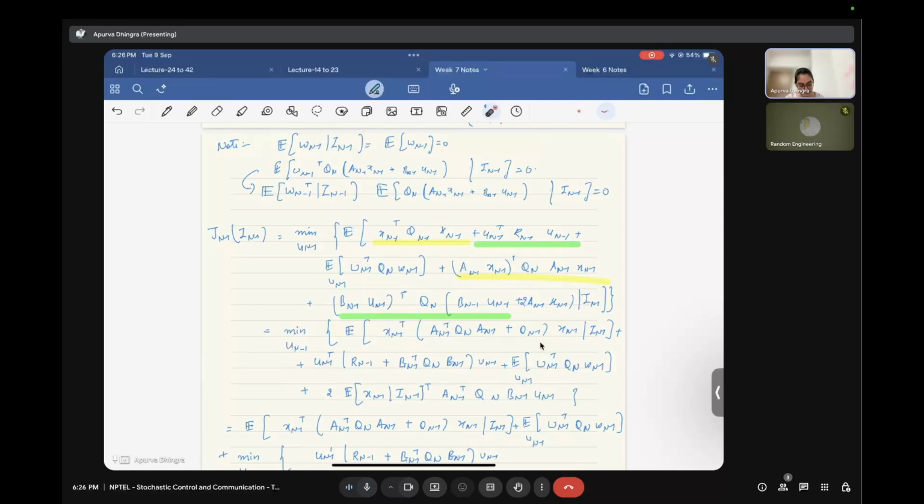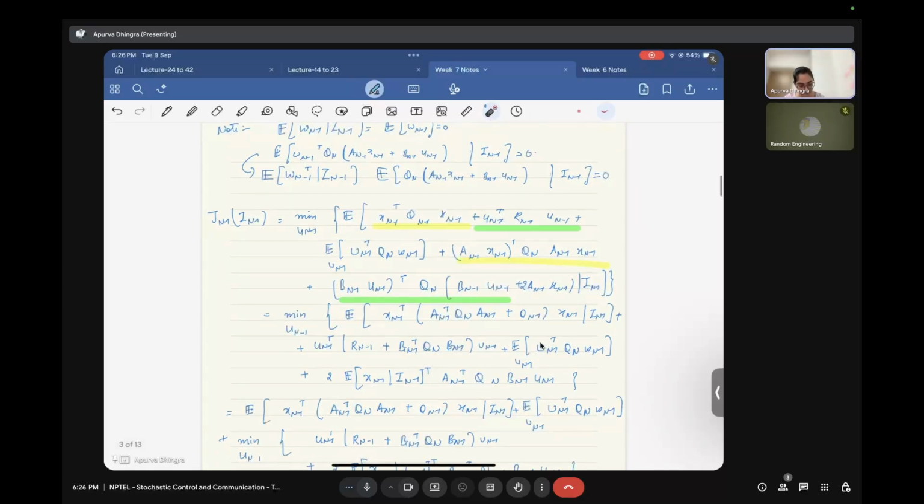So cleaning this up a little bit, we get the yellow ones together in this form. The green ones which are highlighted, these two together become this. This is copied from here. And now one more term is the following. This is B u n transpose Q n with this component. This is just the transpose written the opposite way, but that doesn't change anything. It's the same thing.